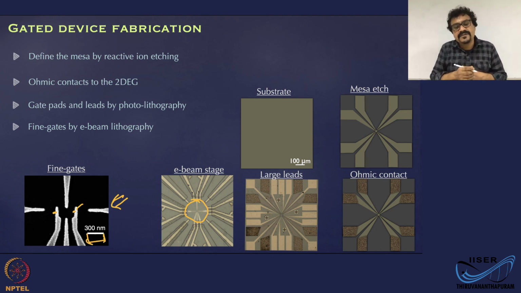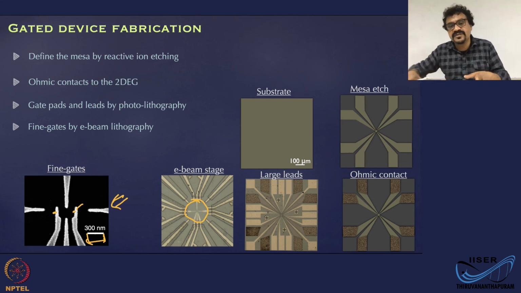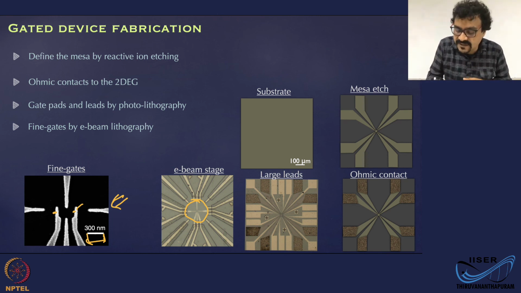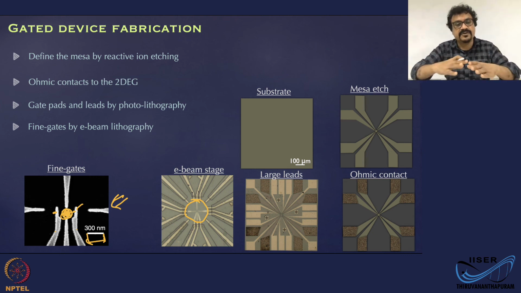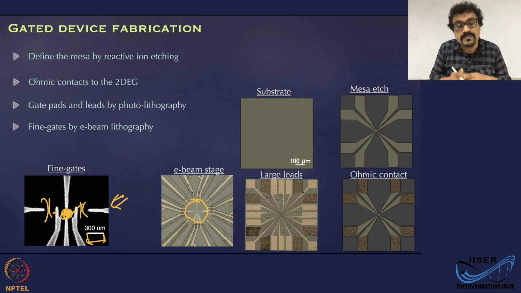This slide shows a typical step-by-step process that one needs to follow to get a gated device. This device would eventually work as an electrostatically confined quantum dot structure. When you energize all these gates, you will get a small puddle of confined electrons in the middle, and you will also get some thin channels here. These are quantum point contacts, which you will learn about in one of the coming modules.